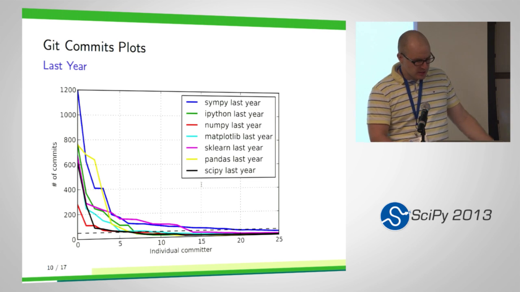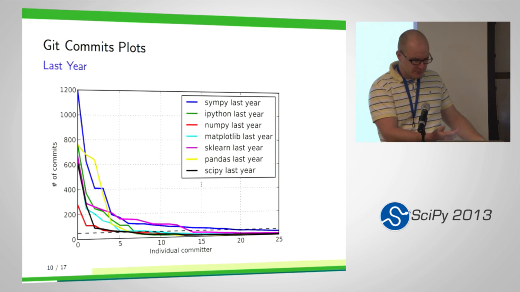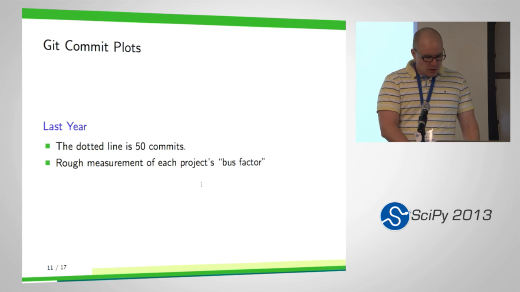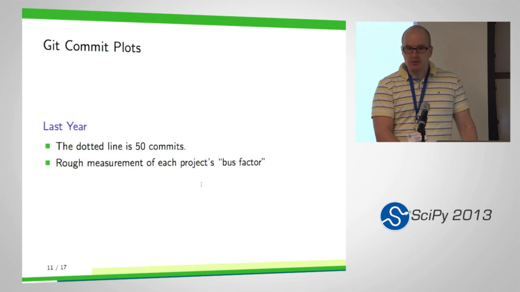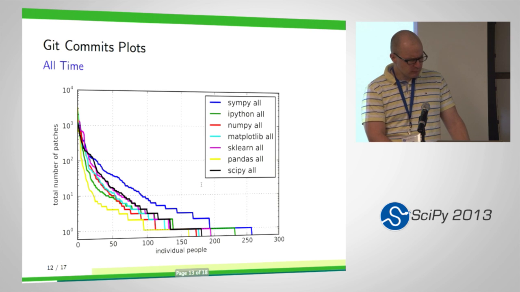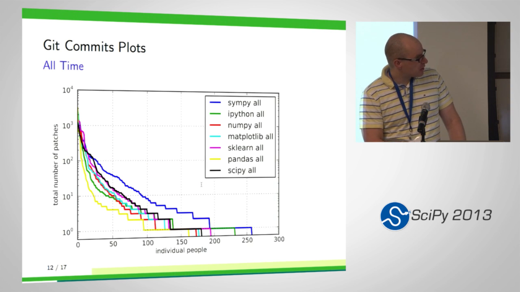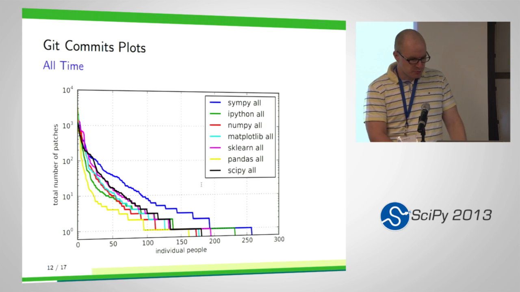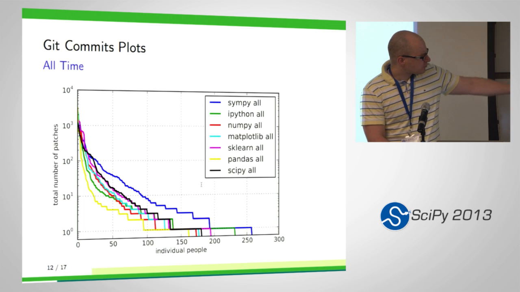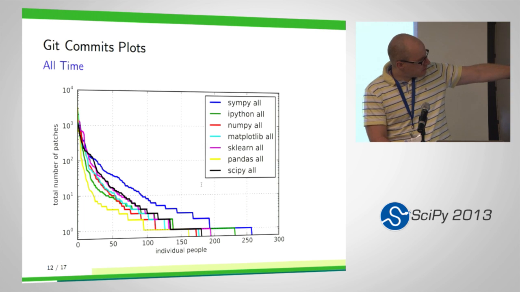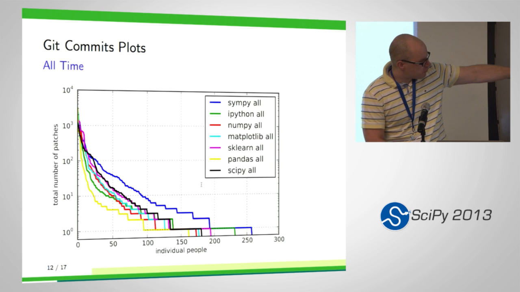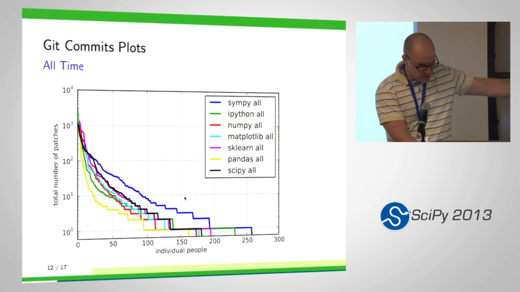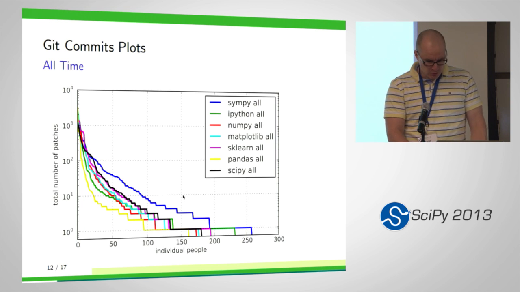If you look at, let's say, scikit-learn, it's about 15 or 14. So it gives you an idea about the commits. And this is just a rough measurement of a bus factor. Just for illustration, we also plotted all commits over the whole history of the Git for all these projects. SymPy is the blue line. You can see that there are a lot of people. If you want to know how many people contributed 10 or more commits, it's right here. So it's about 150 people contributed 10 or more commits.